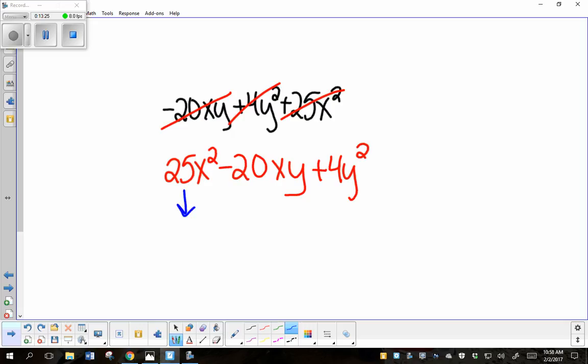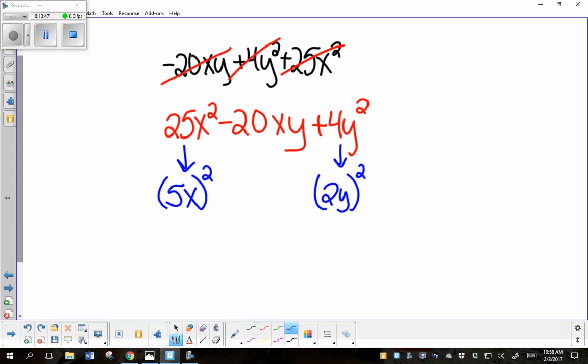Is my first term something times itself? What times itself is 25x squared? Well, 5 times 5 is 25, and x times x will get me x squared. So this is just 5x to the power 2. And 4y squared is 2y to the power of 2, because 2 times 2 is 4, and y times y is y squared.